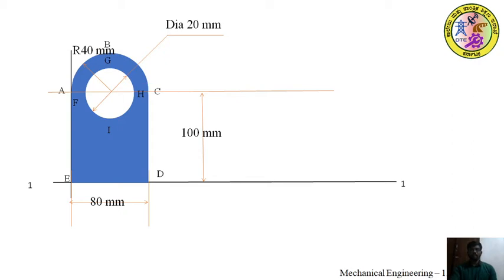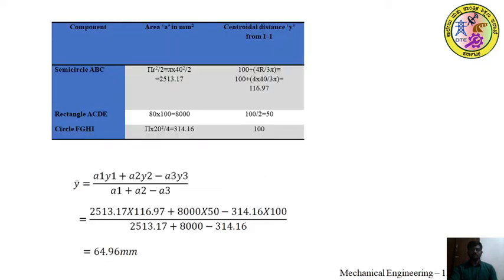Now we'll see how to find y1, y2 and y3. Here the x value will be the same. We are going to find only y bar. The components: the first one is semicircle ABC. The area of a semicircle is pi r square by 2, that is equal to pi into 40 square by 2, where r is 40 mm. The area will become 2513.17 mm square.